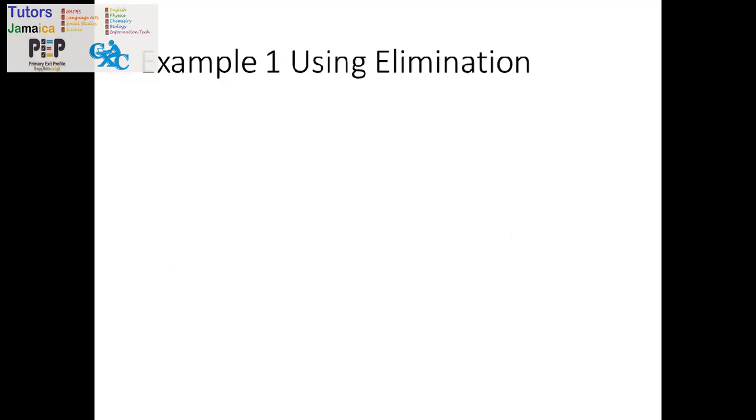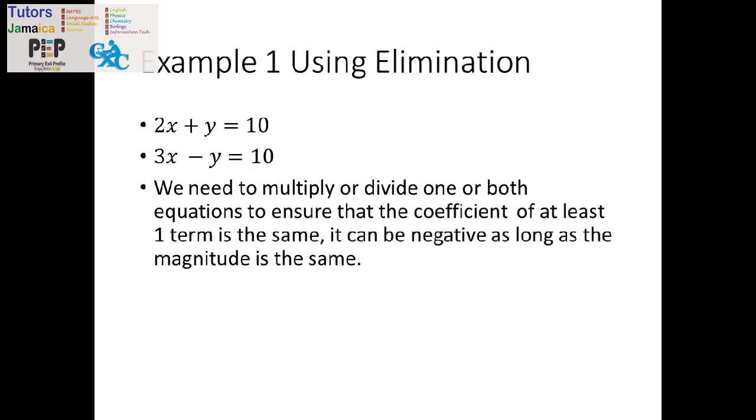So let's look at the same example one, but this time we'll be using the elimination method. So our equations: 2x plus y equals 10, 3x minus y equals 10. So let's see how we will solve this. We need to multiply or divide one or both equations to ensure that the coefficient of at least one term is the same. It can be negative as long as the magnitude is the same.